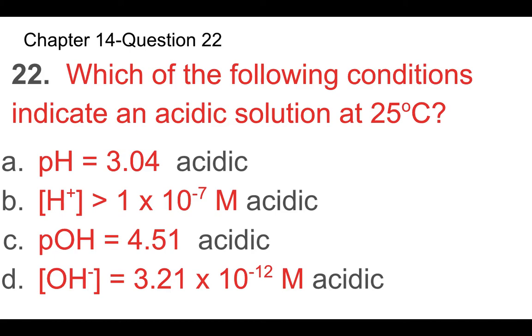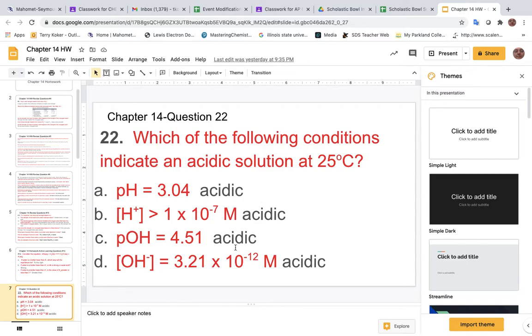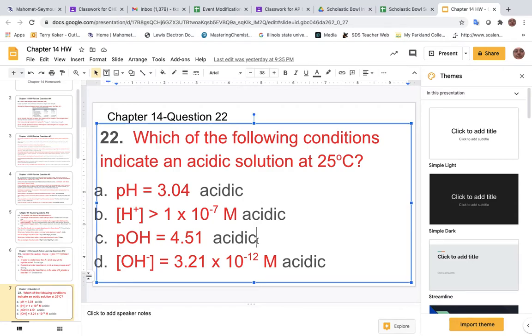Number 22, which of the following conditions indicate an acidic solution? At 25, pH 3.04, that's acidic, it's less than 7. H plus greater than 1 times 10 minus 7, that's more than the H plus in water, so that's acidic. pOH 4.51, that would mean the pH is 9.49, so that means basic. Caught my own mistake.